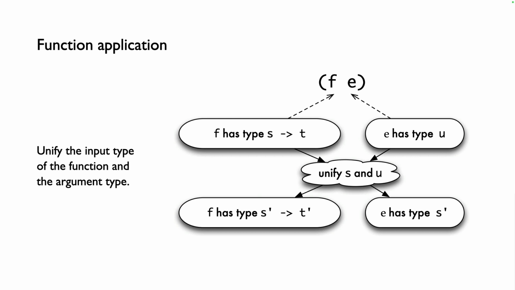So we have to unify the two and get a result that makes the type of E and the type of F consistent with it being a function application. That is, that the argument has the same type as the function expects for its input. And we get that through unification. So that's what we do when we type check a function application. We unify, we look for a common instance of S and U.